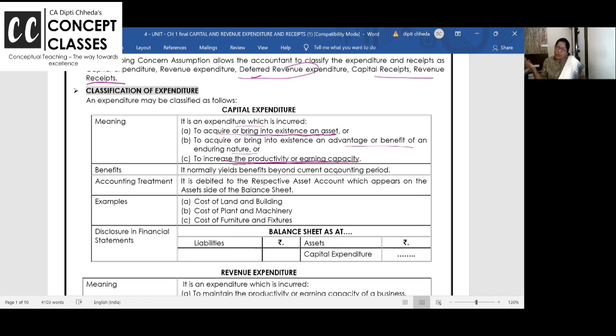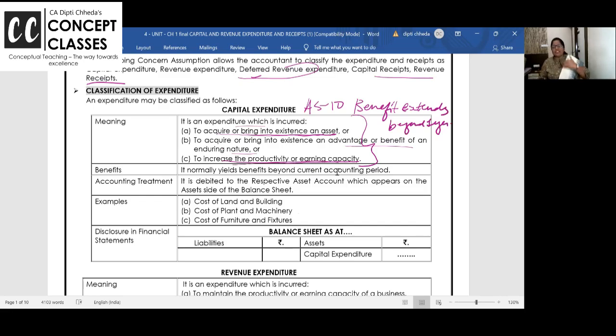You want to open up more branches. Now, when you want to open up more branches, you need to purchase more building, more furniture. So capital expenditure is the expenditure for a long period, and here it is not given. But one thing which is discussed in AS 10, property, plant and equipment, says any expenditure is capital expenditure when the benefit extends beyond 1 year.